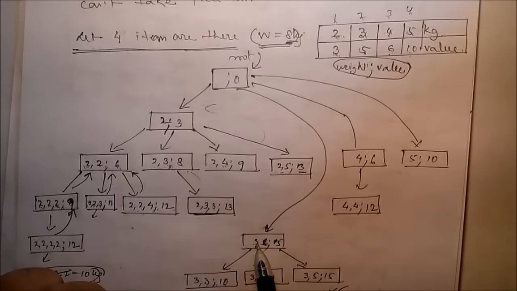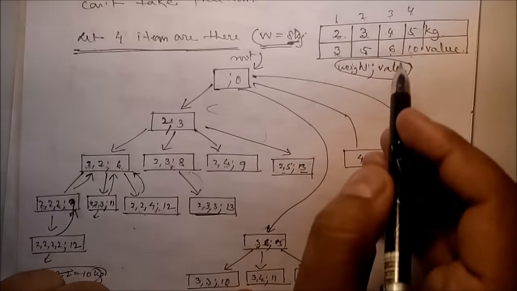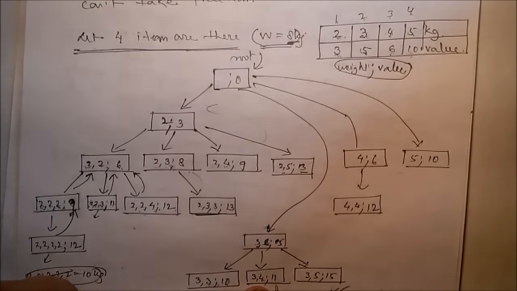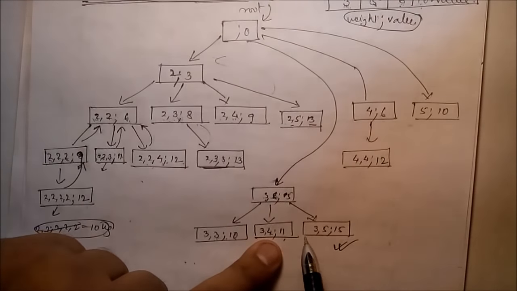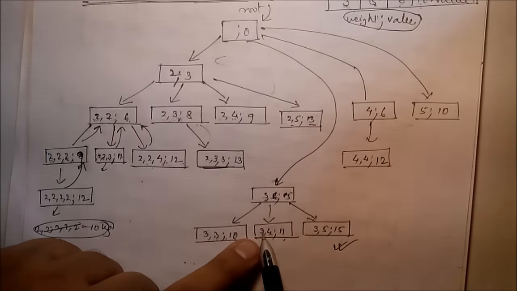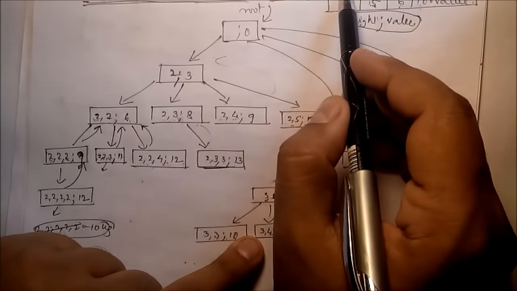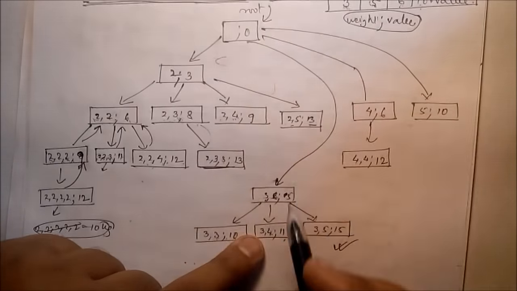Okay, next. First item, third. Can you take second item, third item? Yes, 3 plus 4, 7. 7 is less than 8. We can take it, and the value is 6 plus 5, it is 11. Okay. Next. Can you take any other item? No. 7 plus 2, it is 9. 9 is more than 8. We can't take any other.